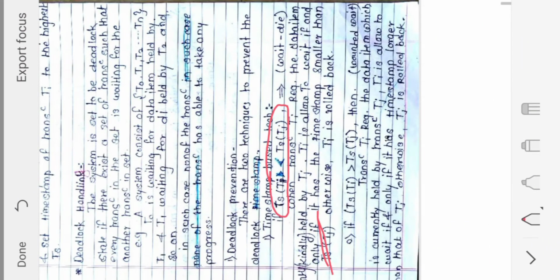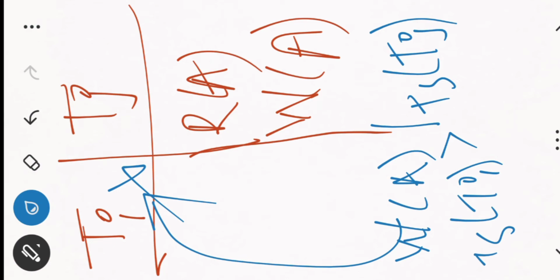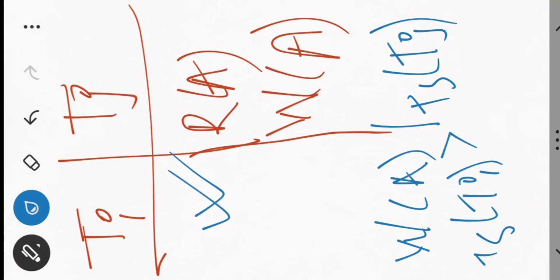So that's what he is saying. If this condition fails, then the transaction Ti will get rolled back. Then I am having another condition. The other condition is saying, if the timestamp of transaction Ti is greater than the timestamp of transaction Tj, in this condition, let's see what happens. Because you can see the timestamp of transaction Ti is greater than the timestamp of transaction Tj.